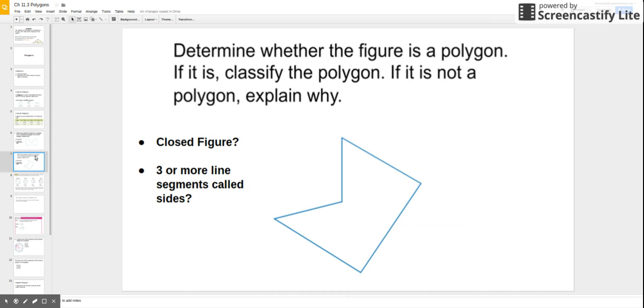Determine whether the figure is a polygon again. Okay. Is this a closed figure? Yes. Are there 3 or more line segments? 1, 2, 3, 4, 5. So yes.